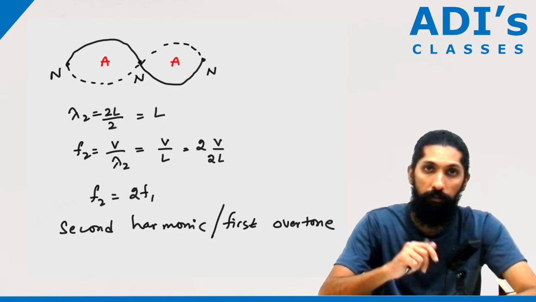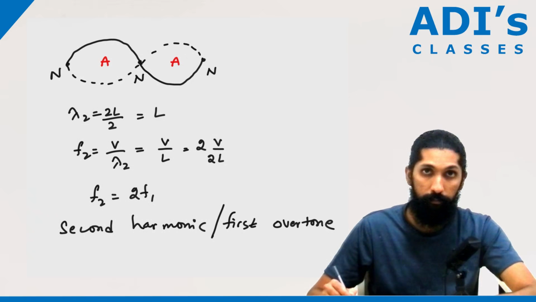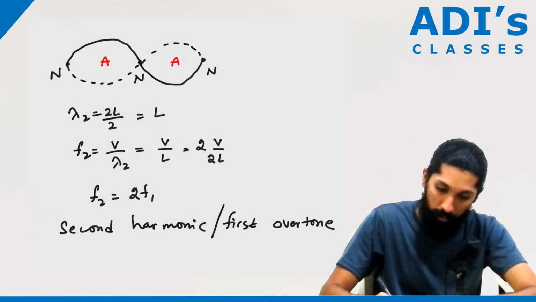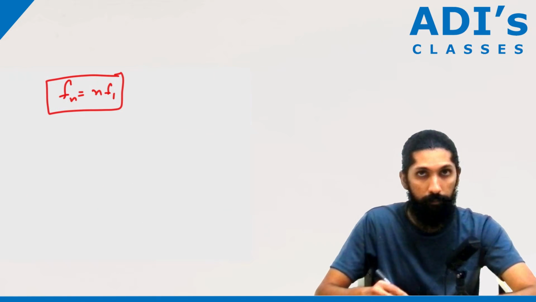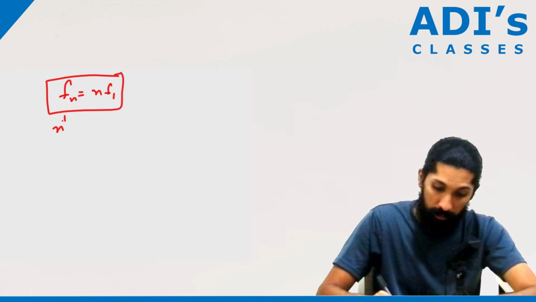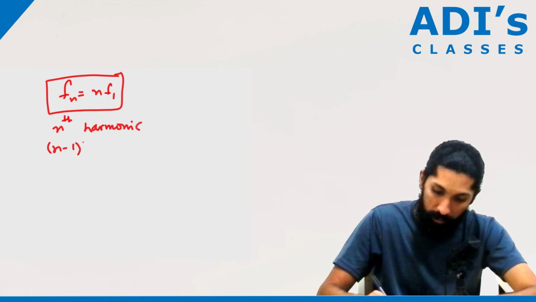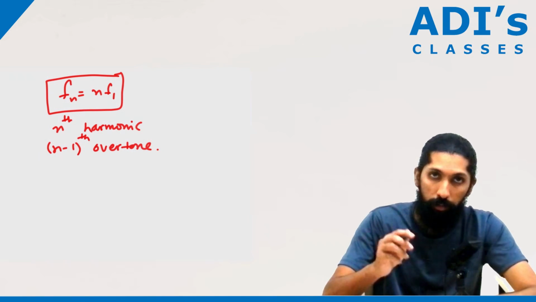In general, suppose you are calculating the nth frequency. Okay, then you will have Fn is equal to n into F1. This becomes the general formula. This becomes the nth harmonic and (n minus 1)th overtone. This is what we are going to do in strings.